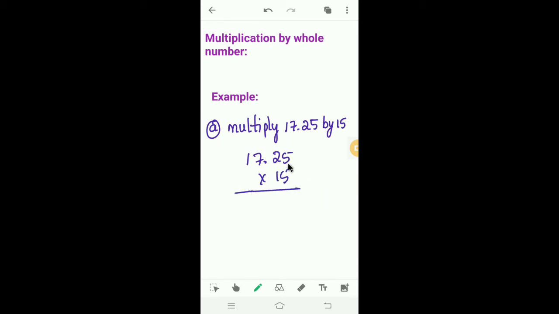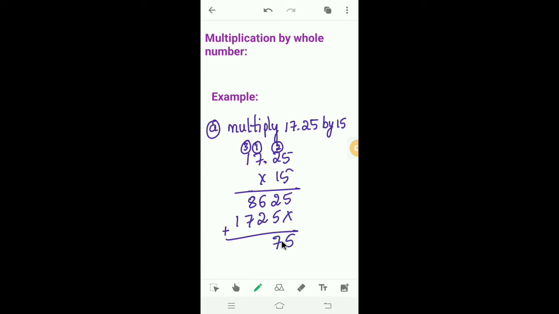5 5s are 25. So I will write 5 here and 2 carry. 5 2s are 10. 10 plus 2 is 12. So I will write 2 here and 1 carry. 5 7s are 35. 35 plus 1 is 36. So I will write 6 here. 3 carry. 5 1s are 5. 5 plus 3 is 8. Next, 1 5s are 5. 1 2s are 2. 1 7s are 7. 1 1s are 1. Next, we have to add both the products.